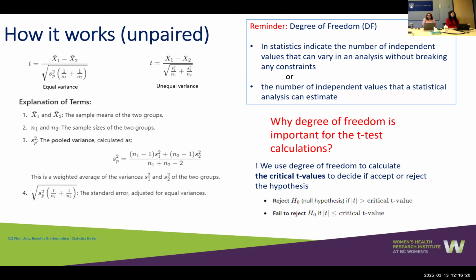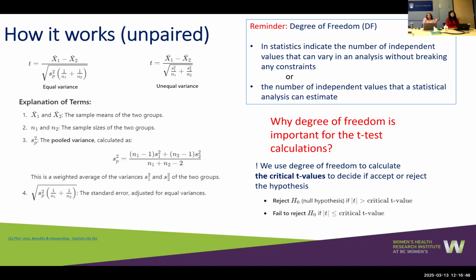So here, what is SP? SP in the formula is the pooled variance, and here is how you calculate it. Basically, this is a weighted average of our samples' variances, S1 and S2. And how are we going to establish if we accept or reject our null hypothesis in this case?